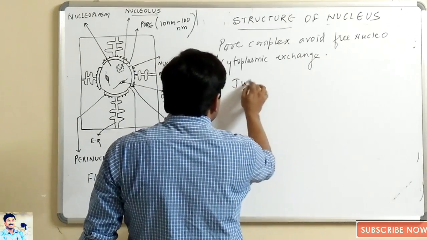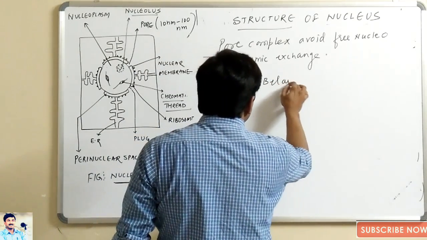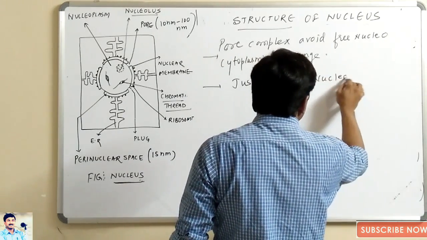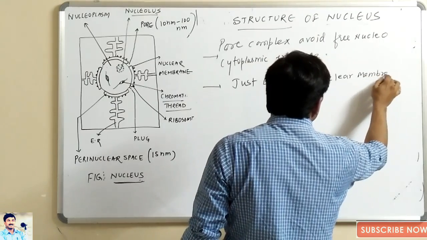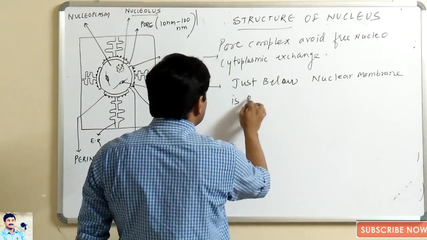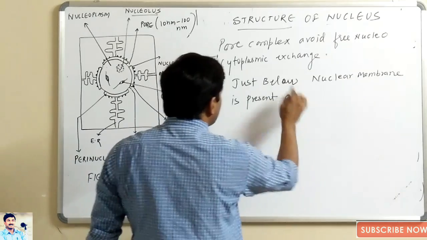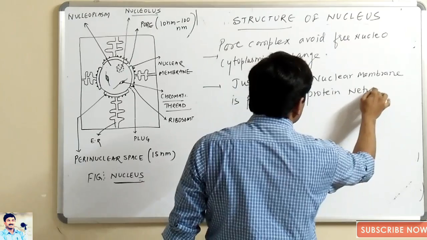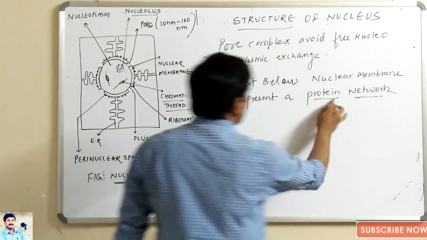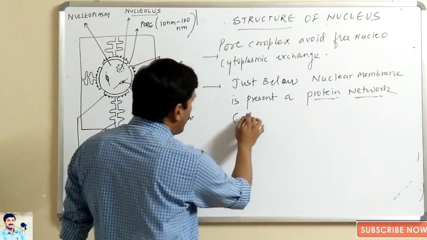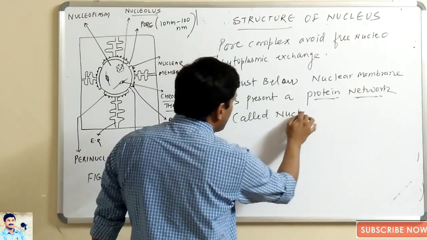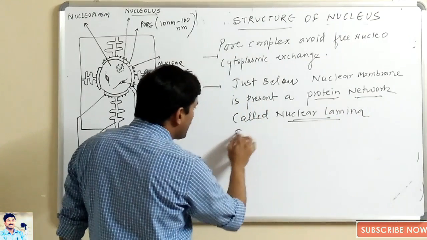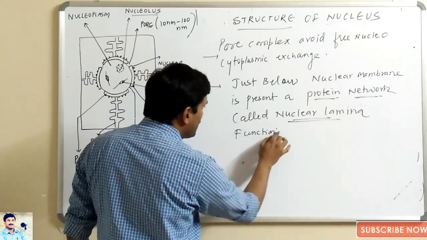Okay, now just below the nuclear membrane is present a filamentous protein network called nuclear lamina. Okay, what is the function? What is the function of this nuclear lamina?